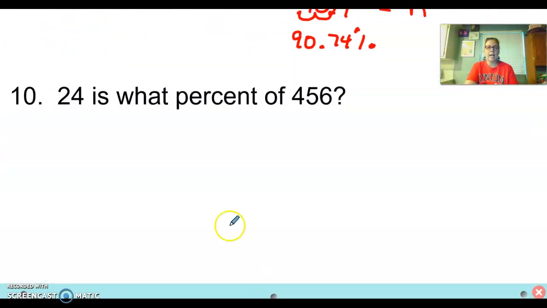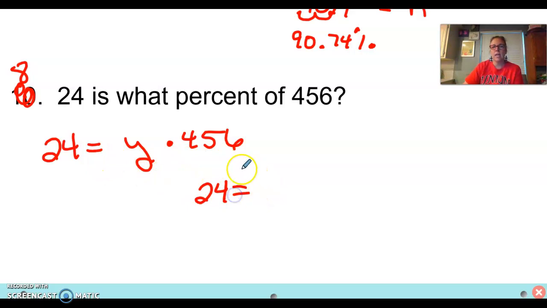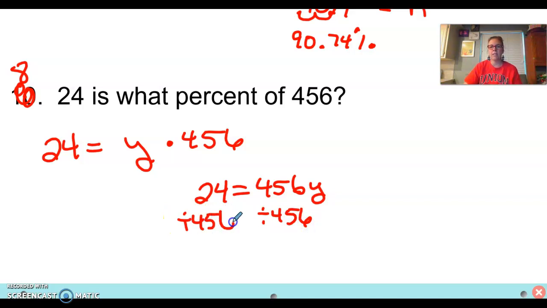All right, last one. 24 is what percent of 456? So again, it's just a one-step equation. If it bothers you to have the y on the left of the multiplication, you can change that like this. It's the same because you're multiplying. So since you're multiplying, we need to divide by 456. This is going to be a pretty small number.